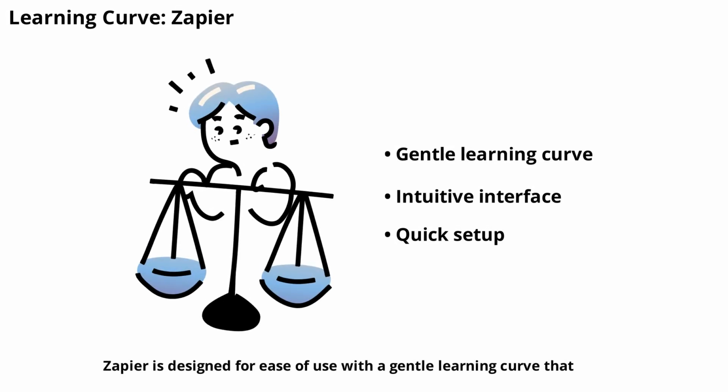Zapier is designed for ease of use, with a gentle learning curve that allows finance professionals to get started quickly. Its intuitive interface, helpful guides, and pre-built templates make it accessible even for those with limited technical experience. Most users can set up basic automations within minutes, making Zapier a great choice for teams looking to implement automation without extensive training.